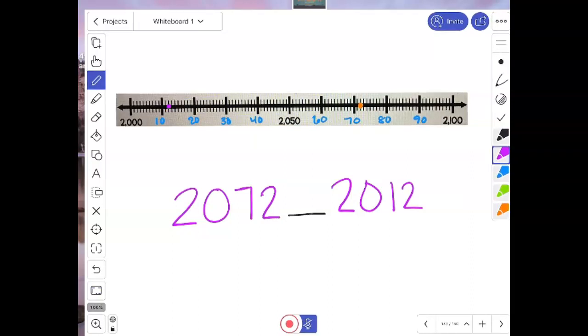Okay, 2012. 11, 12. Which one's further to the left? 12 is, so the other one is greater. 2072 is greater than 2012.